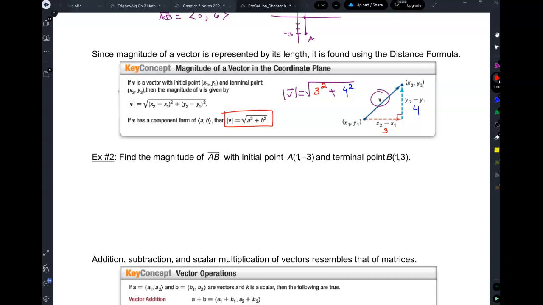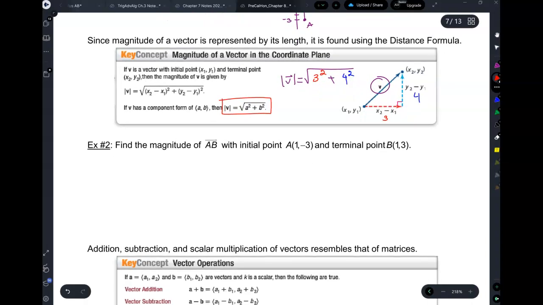Isn't this the same thing as... Literally what we just said. Yes, we did use the Pythagorean theorem for this. Yes, good. We're making those connections.